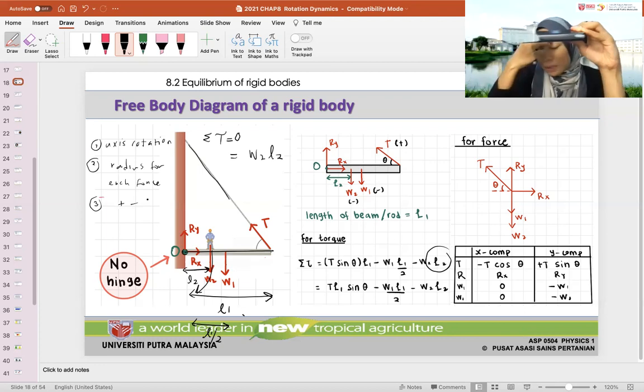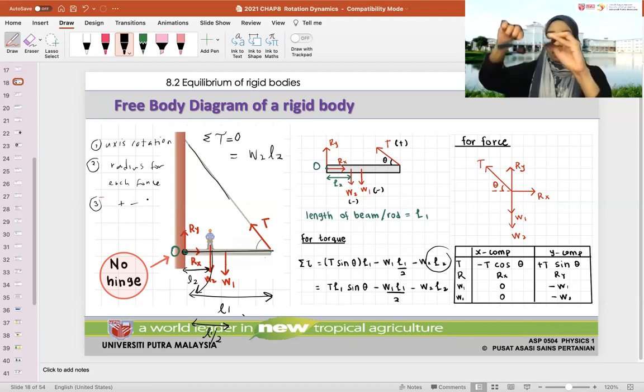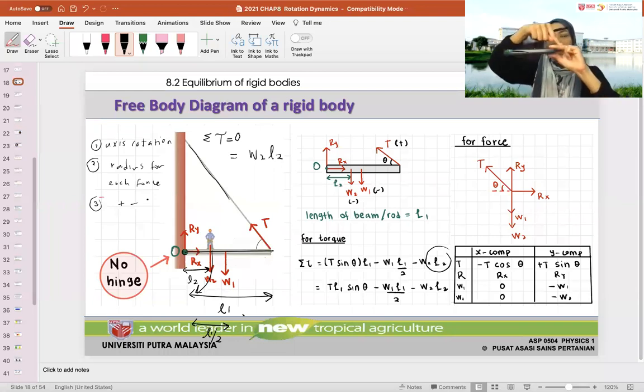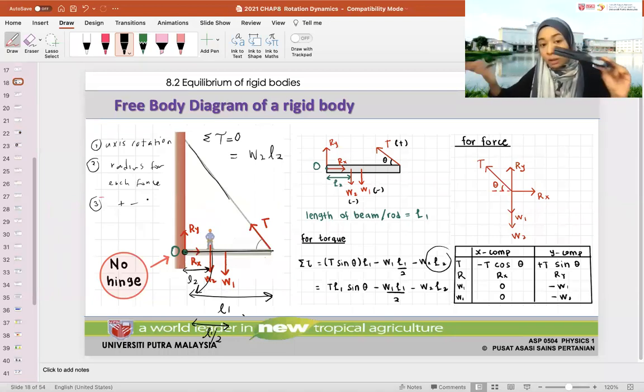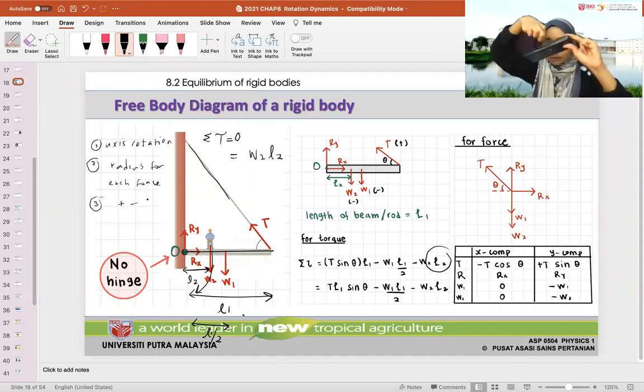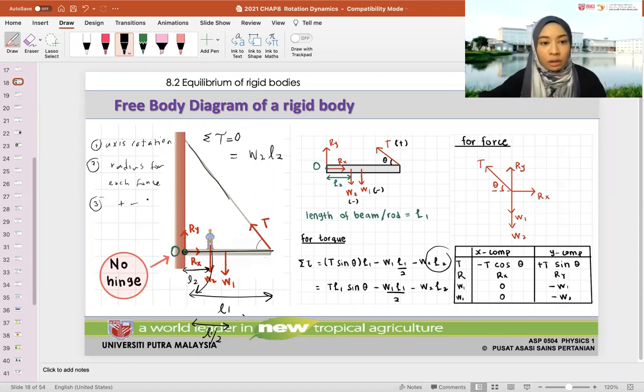So W2, the weight of this man, the axis of rotation is here, right? My hand over here is my axis of rotation, assuming that it has the tendency to rotate. The man is over here somewhat. I'm pushing it, it would rotate clockwise. So clockwise is negative or positive, guys? Negative, right? So our first equation is negative.